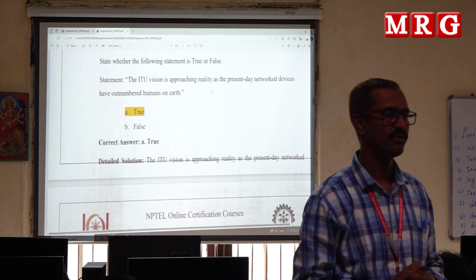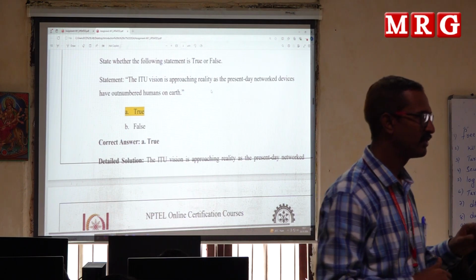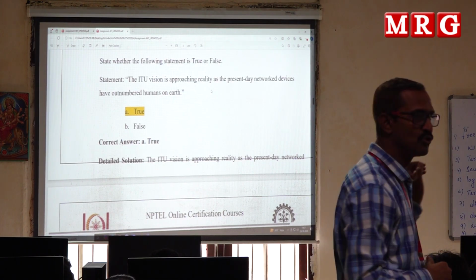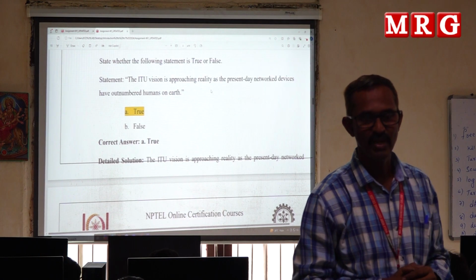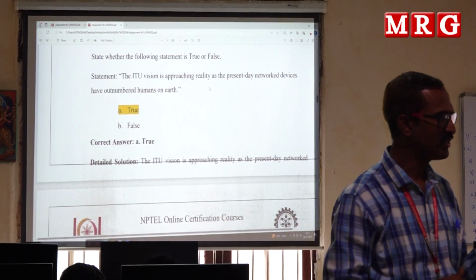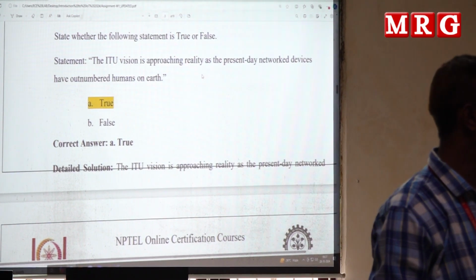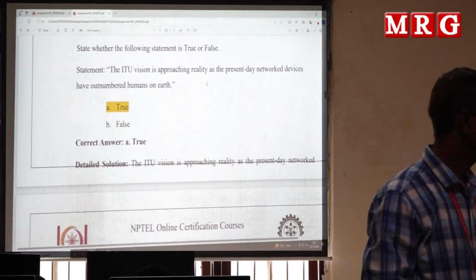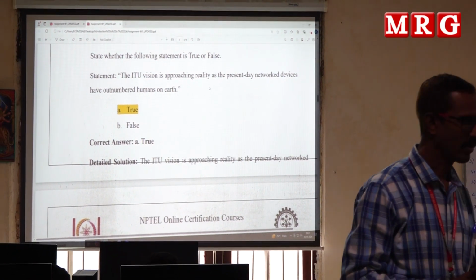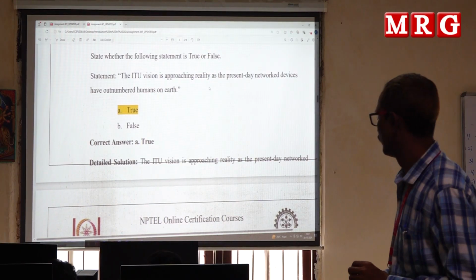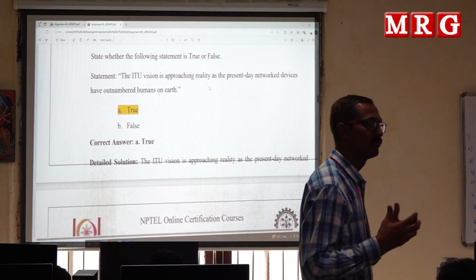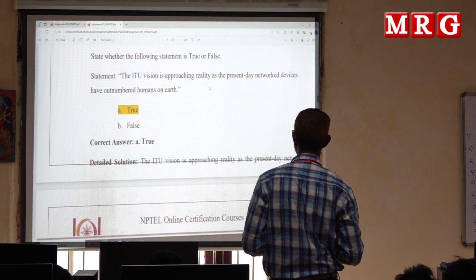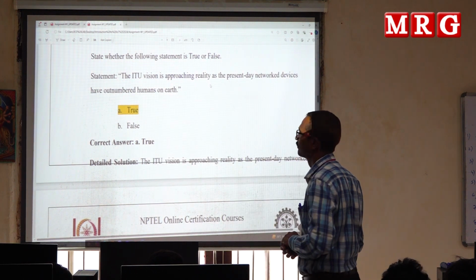That is the ITU vision. So it is true. The answer is true. It means the number of devices connected in the IoT is more than the population. We are stressing the importance of IoT. Next question.